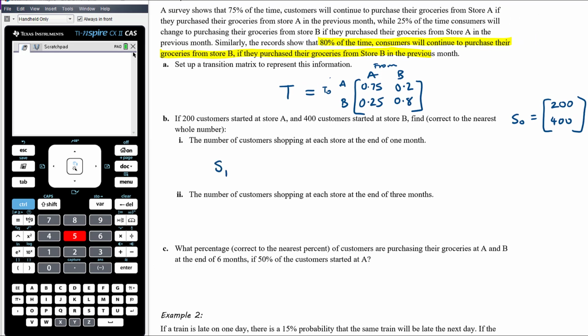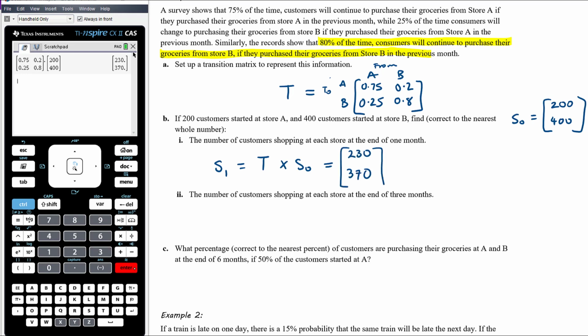So stage 1 will be stage 0, so our initial state, multiplied by our transition matrix. Okay, so if I put that information in my CAS, let's get my 2 by 2 matrix, which is 0.75, 0.2, 0.25, and 0.8. And we want to multiply that by 200, 400. Okay, and so we get 230, 370.